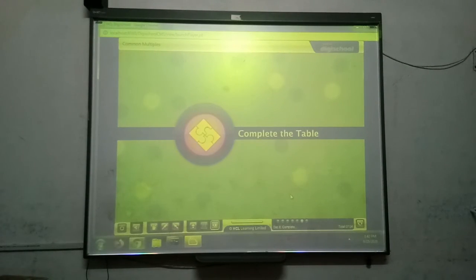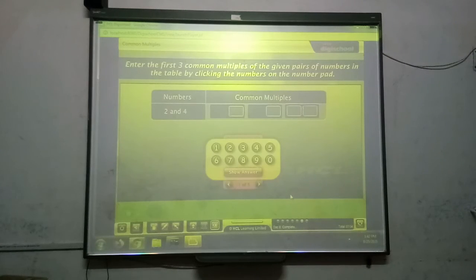Complete the table. Enter the first 3 common multiples of the given pairs of numbers in the table by clicking the numbers on the number pad.